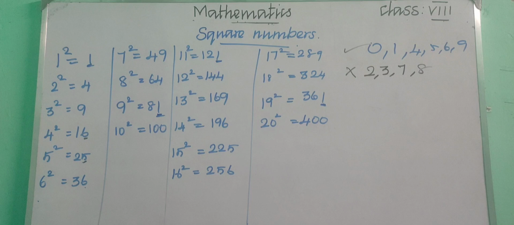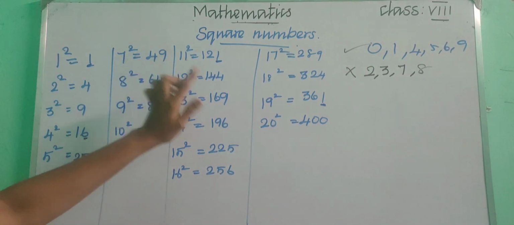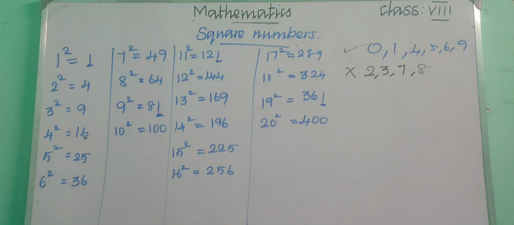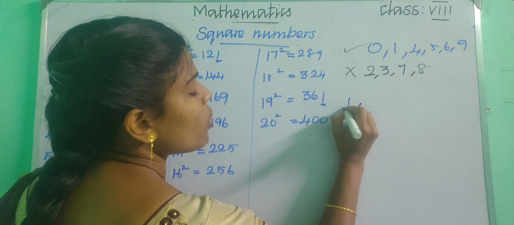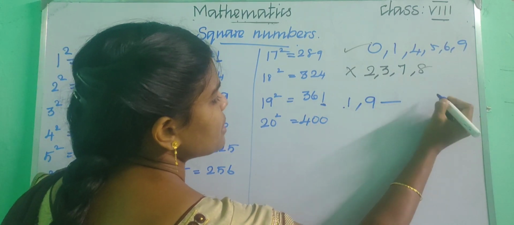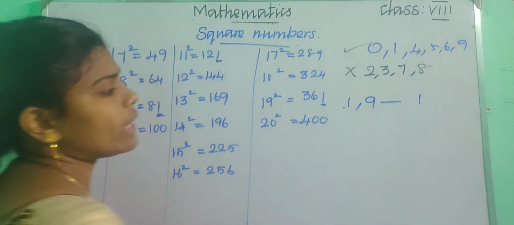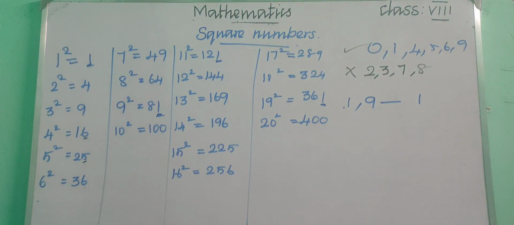So we are having the squares of 1 and 9, 11 and 19, and then 21 and 29. If the number ends with 1 or 9, we get the square number ending with 1. Now if we find the square of a number ending with 1 or 9, it ends with 1. Okay children, that is the second property.